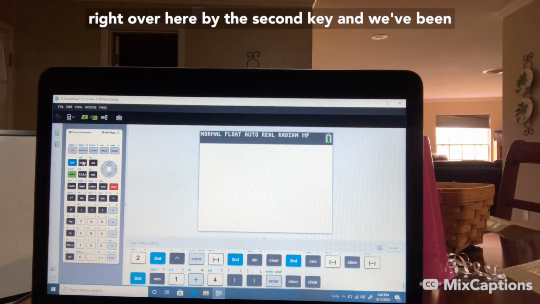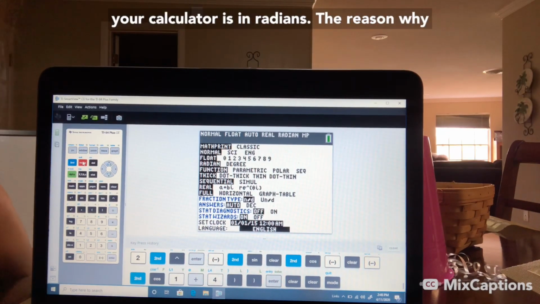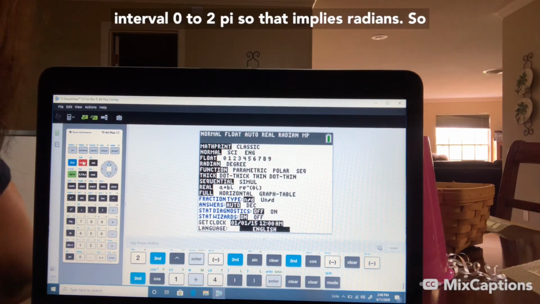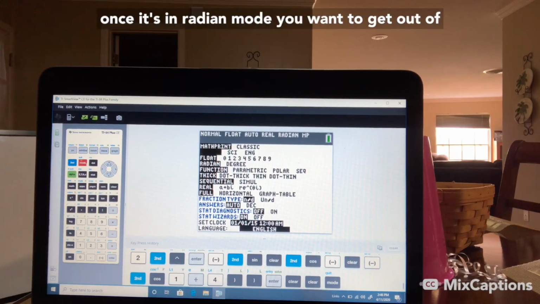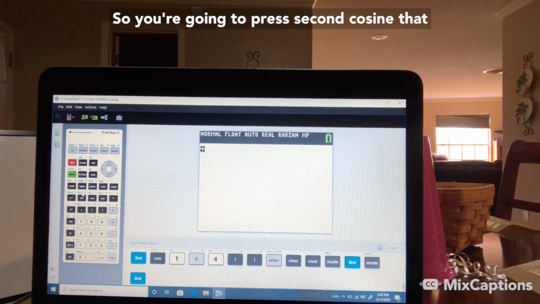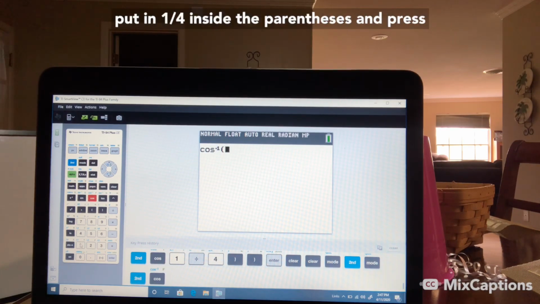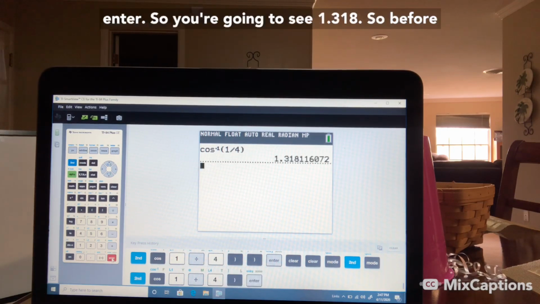One thing you want to make sure is that your calculator is in the correct mode. Mode is right over here by the second key. We've been on the screen before. You want to make sure that your calculator is in radians. The reason why I know that is because it says to solve over the interval 0 to 2 pi, so that implies radians. Okay, once it's in radian mode, you want to get out of that screen, and we're going to be doing the inverse cosine. So you're going to press second cosine, that brings up the arc cosine, and you're going to put in 1/4 inside the parentheses, and press enter. You're going to see 1.318.